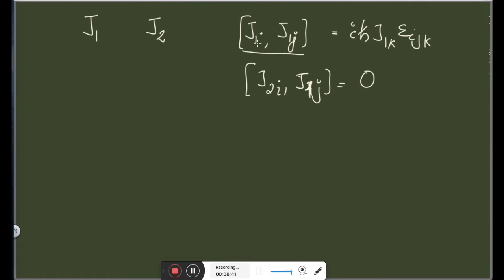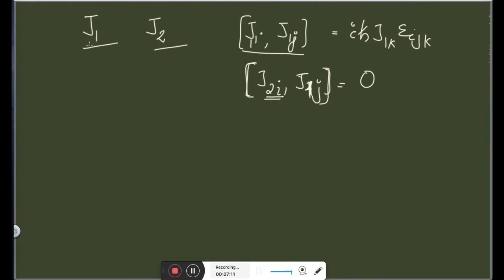And J1i and J1j, they satisfy the cyclic commutation relation. Similarly, with J2i and J2j we will have iħ J2k epsilon ijk. And because there is no specific commutation rule connecting operators of two different subspaces, one is defined in the space of J1 and another is defined in the subspace of J2, or the particle 2.